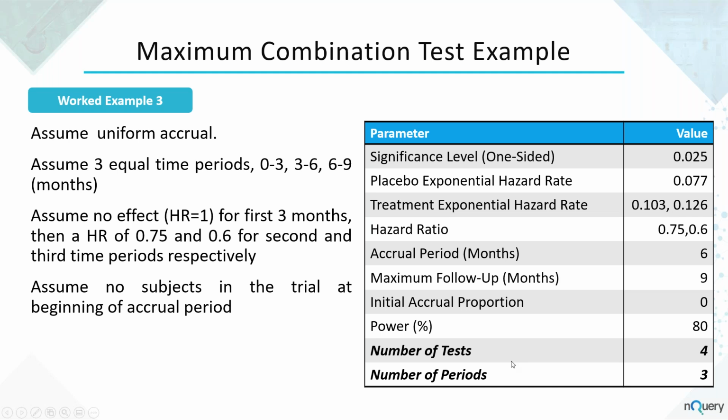From a sample size point of view, I suppose we'll just be looking at these parameters on the right here. We'll be assuming that 4 different tests are used, and I'll explain what these are in just a moment within nQuery. And as mentioned, we're looking at 3 different periods. The rest of these parameters are quite simple, similar to what you'd expect from a simple log rank test, so I won't go into these here.